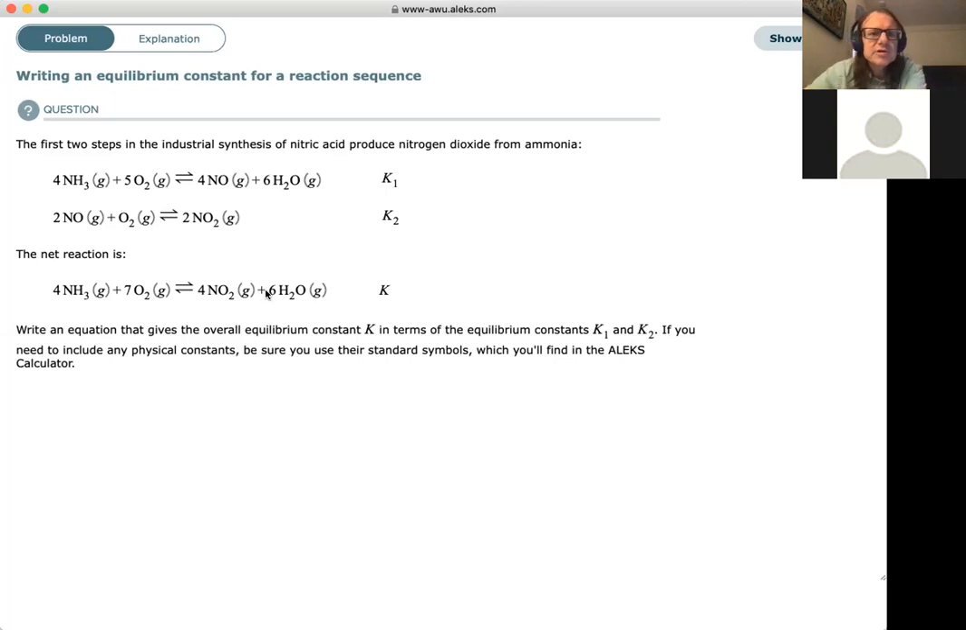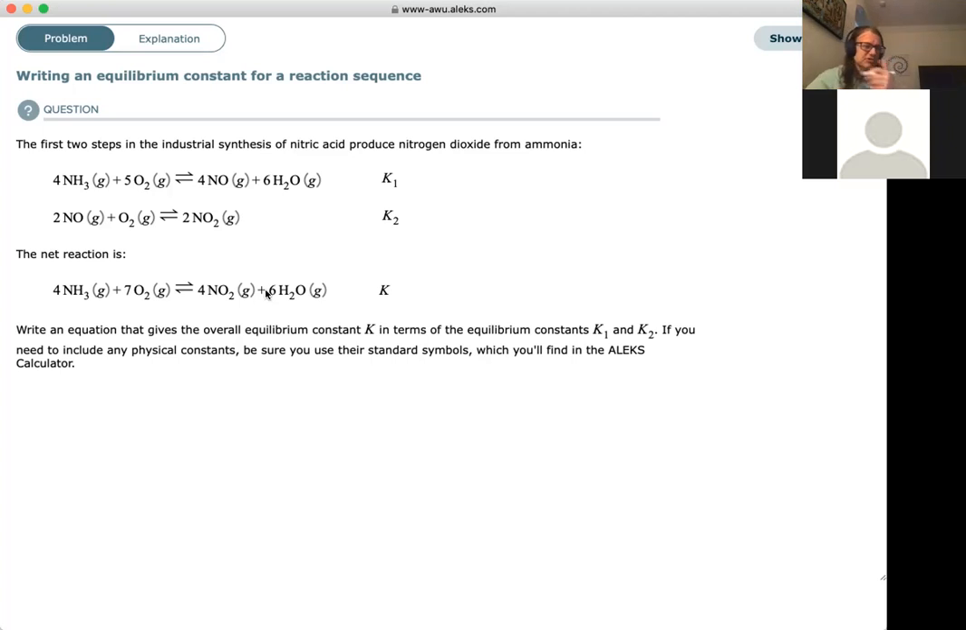Okay, writing the equilibrium constant for a reaction sequence. The first two steps in the industrial synthesis of nitric acid produce nitrogen dioxide and ammonia. So 4NH3 plus 5O2 gives you 4NO plus 6H2O, and it has a K1. 2NO plus O2 yields 2NO2, there's your K2. The net reaction is 4NH3 plus 7O2 gives us 4NO2 plus 6H2O. What's the K? Again, we want to write the expression for K in terms of K1 and K2.